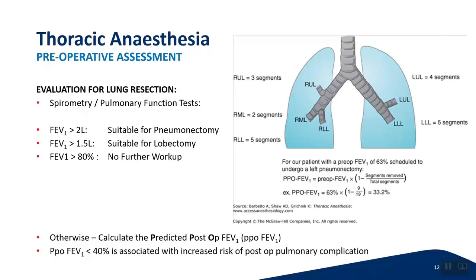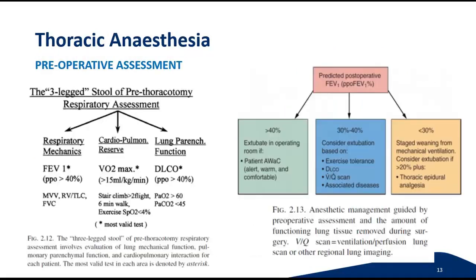Further testing of cardiopulmonary reserve can be obtained with maximal oxygen consumption, VO2 maximum. A value less than 15 ml per kilo per minute or inability to climb more than 2 flights of stairs is considered to be a good predictor of post-op complications.